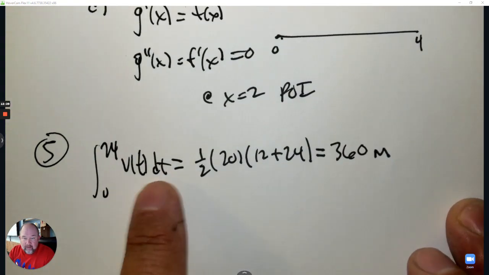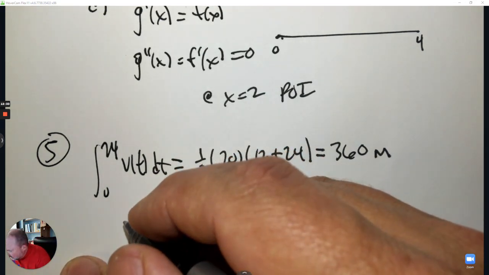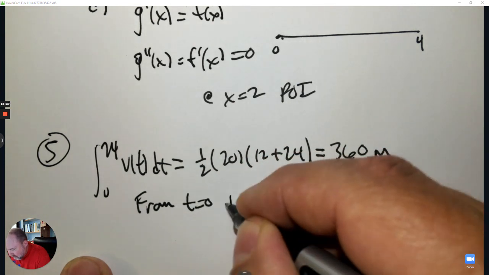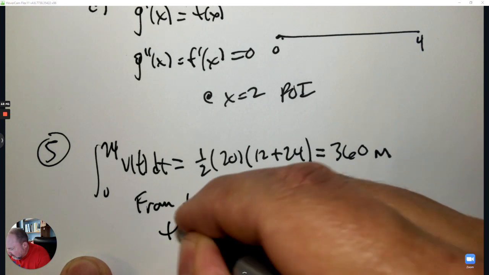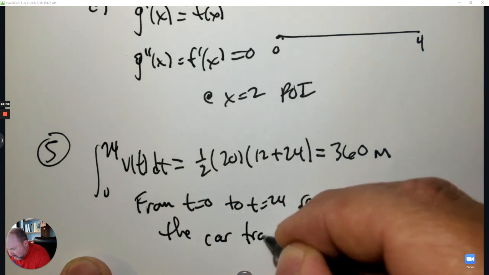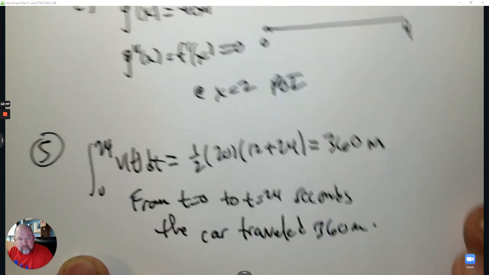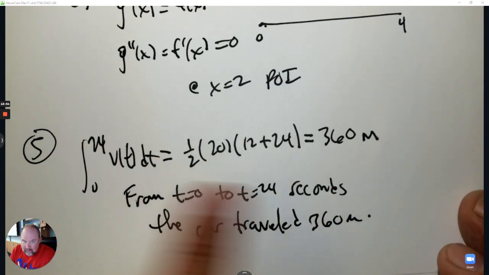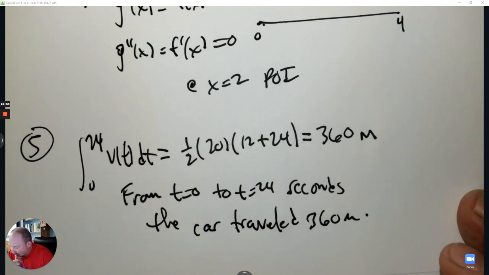So once you integrate a rate, it's now just meters. And what does that mean? They give you from 0 to 24 seconds. How far did the car travel? The car traveled 360 meters. So when you integrate that rate, make sure you know the units and what's happening. That tells you how many. So how many meters did it travel? And the answer is 360.